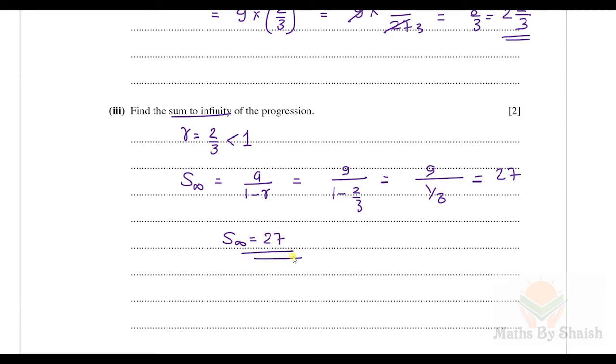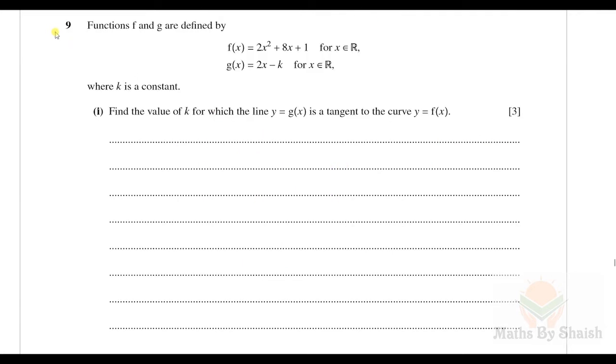So here's question number 9. Functions f and g are defined by f(x) is equal to 2x squared plus 8x plus 1 for all real numbers, and g(x) is 2x minus k for all real numbers, where k is a constant. The first part is to find the value of k for which the line y is equal to g(x) is a tangent to the curve. Tangent means we'll start with the intersection point, and we'll find the value of k for which there is only one intersection point.